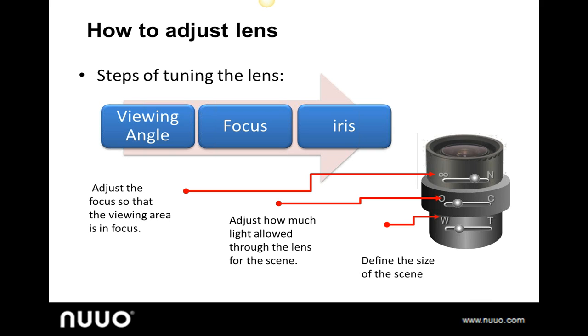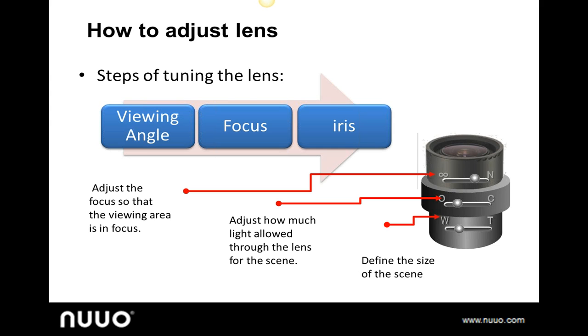So you should always keep this in mind when tuning the lens. Let's take a varifocal lens as an example. The first thing to do is define the viewing angle by adjusting the zoom ring. Simply turn the ring toward the tele position to get a more close-up view, or toward the wide position to get a wider viewing angle. After the angle is defined, turn the focus ring to bring your target object into focus.